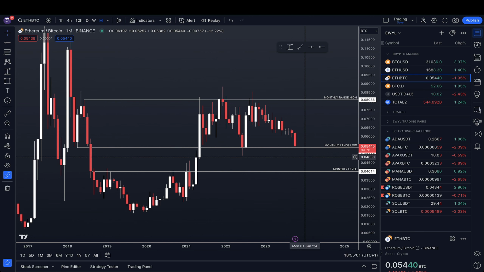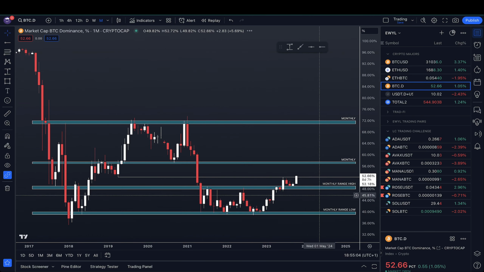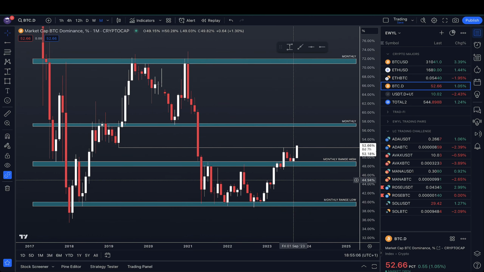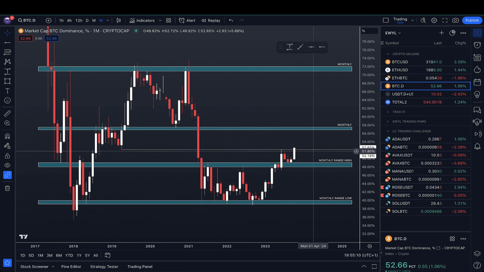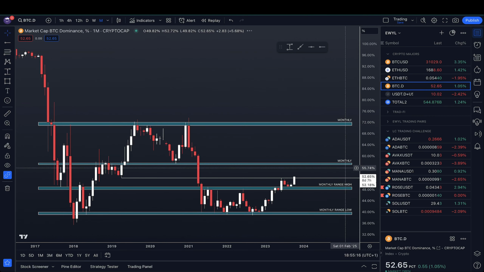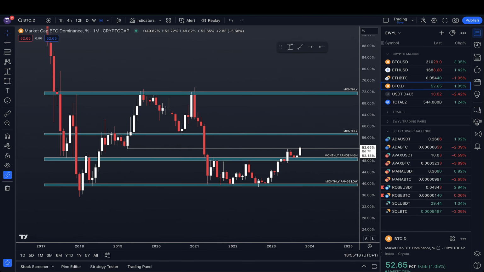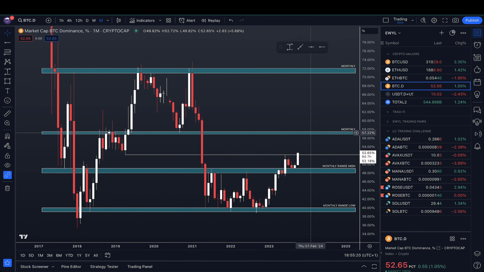You want to start seeing an uptick in ETH BTC and a downturn in Bitcoin dominance. Of course, Bitcoin dominance is how much money is in Bitcoin compared to the rest of the market. So as Bitcoin dominance goes up, altcoins suffer, and that's why the charts are inversed effectively. So my personal opinion, I think Bitcoin dominance could get all the way up to 57%.